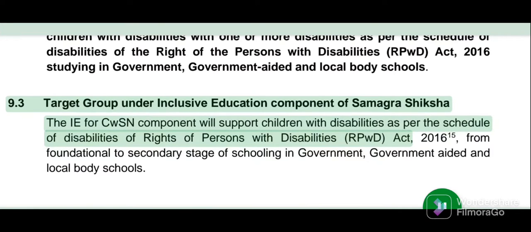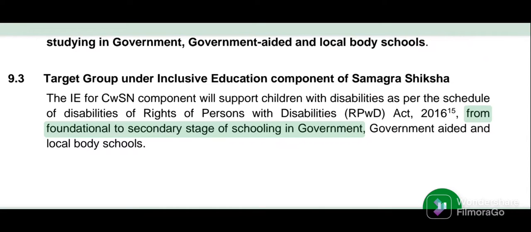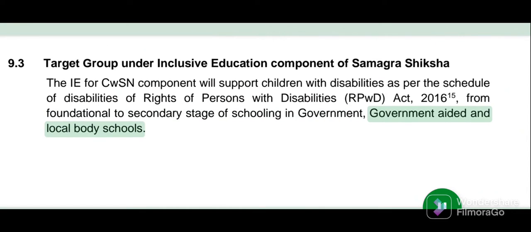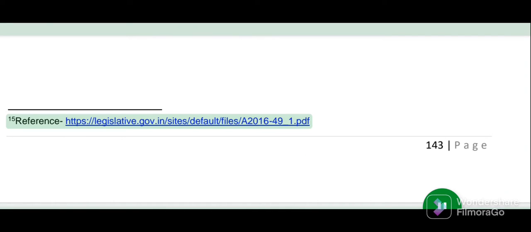9.3 Target group under Inclusive Education component of Samagra Shiksha. The IE for CWSN component will support children with disabilities as per the Schedule of Disabilities of the Rights of Persons with Disabilities (RPWD) Act 2016, from foundational to secondary stage of schooling in government, government-aided and local body schools.